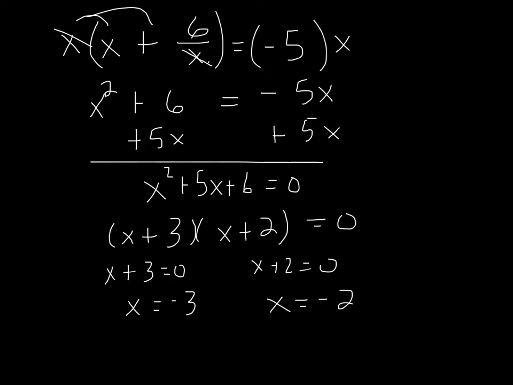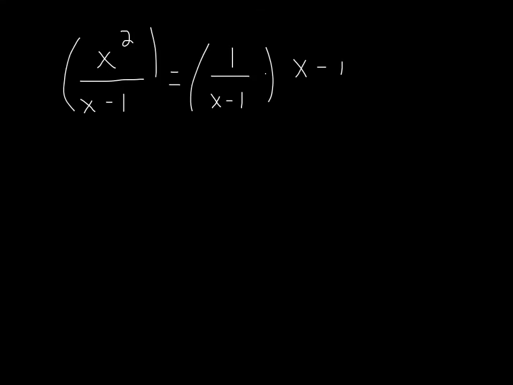All right, let's look at the next example on page 11. So we have x squared over x minus 1 equals 1 over x minus 1. So what's our common denominator? It's x minus 1. So we're going to multiply both sides times x minus 1. When we do that, our x minus 1's cancel on both sides, so it just leaves the numerator. So x squared equals 1.